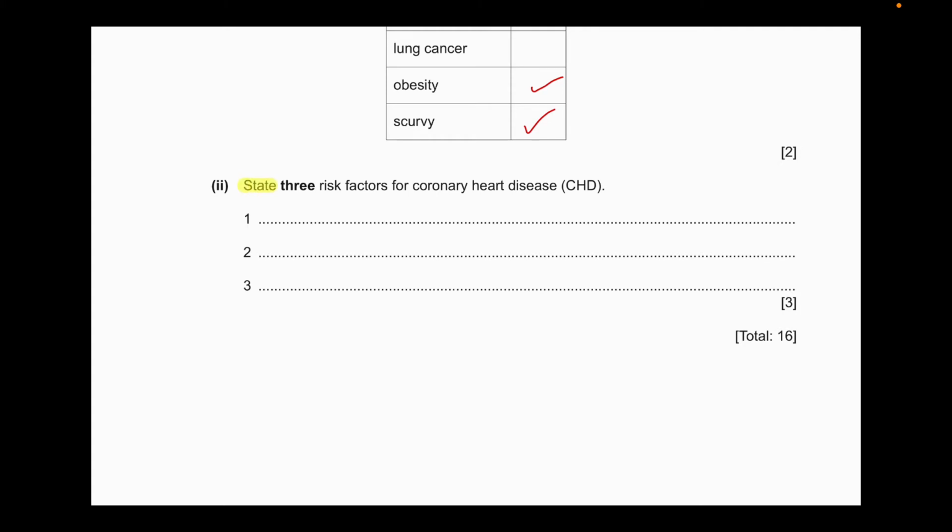State 3 risk factors for coronary heart disease. Well, the chances of coronary heart disease increase if a particular person experiences stress, or the person smokes, or the person is having problems with obesity.